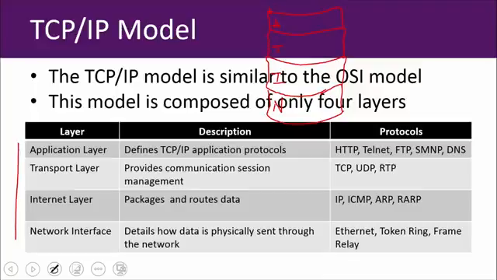Okay. Notice some of the same protocols are listed there, and we'll see in just a second that the TCP/IP model definitely matches up and aligns with the OSI model. The only difference here really is that there are 4 layers instead of 7.